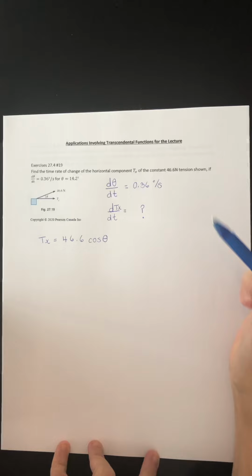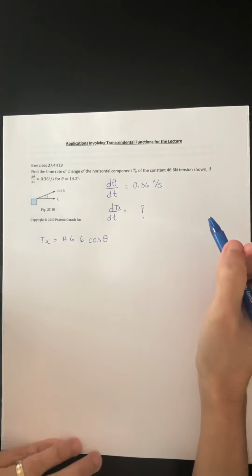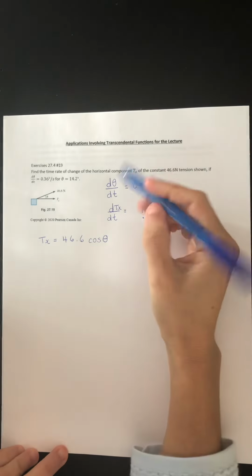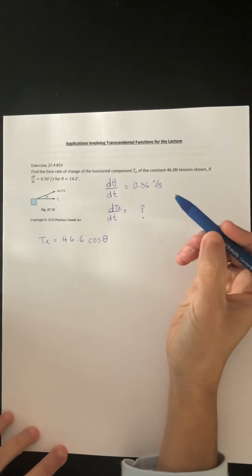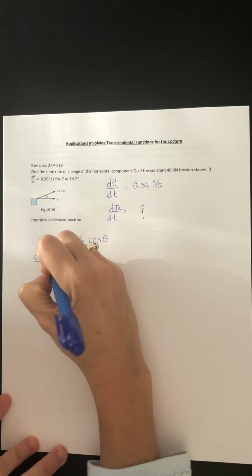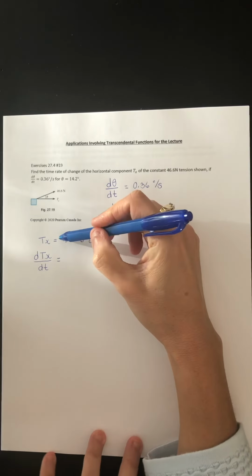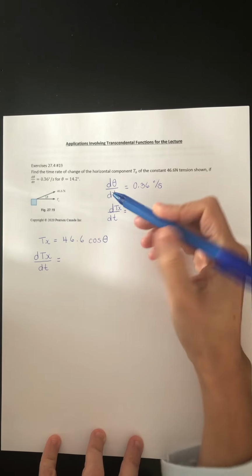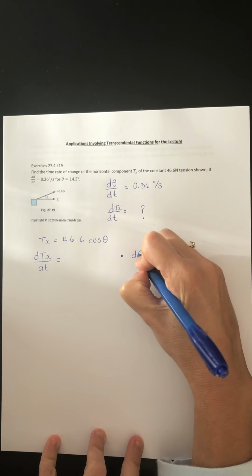Okay, so now what we would do is differentiate each side of this equation with respect to time, right? We want to take the derivative of each side of this equation with respect to time. So on the left side, that simply looks like this. Now on the right side, first, we differentiate this with respect to theta, and then we would multiply that by d theta by dt.